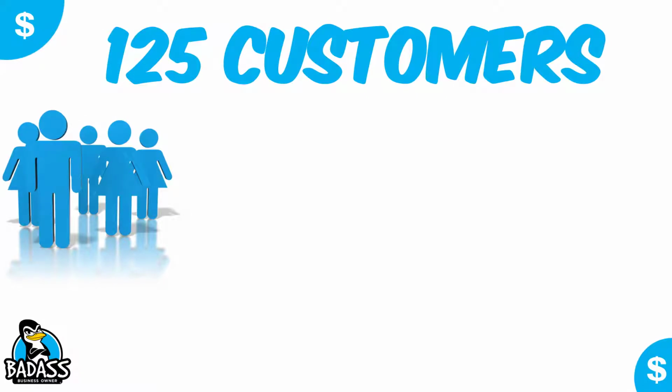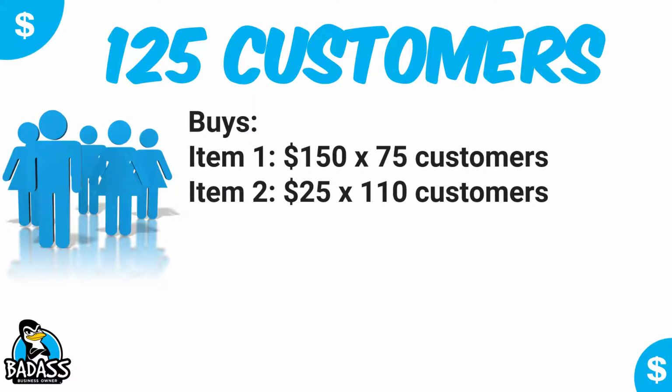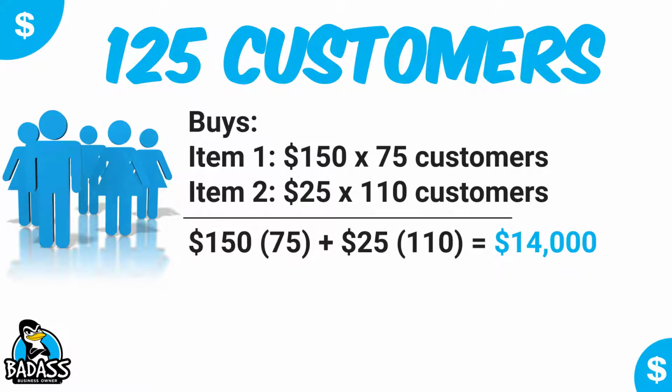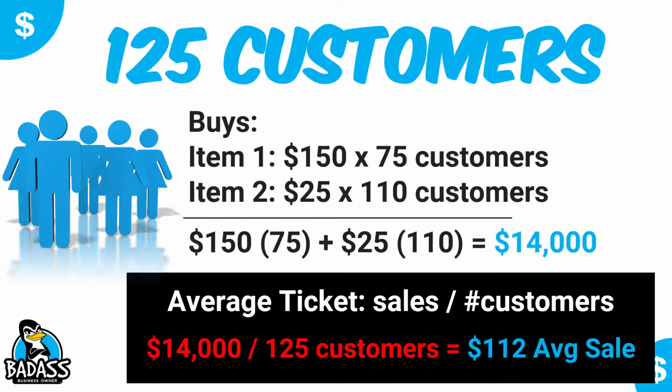Now let's just go to the end of the month. Let's say you have 125 customers and you have 75 of them buy the $150 item and you have 110 buy the $25 item. When we do the math, that comes out to $14,000 in sales. Average ticket, once again, is sales divided by customers. We take the $14,000 divided by the 125 customers, and now your average ticket for the month was $112.